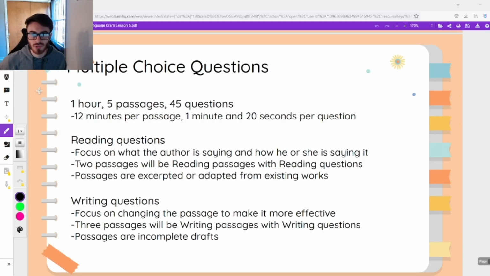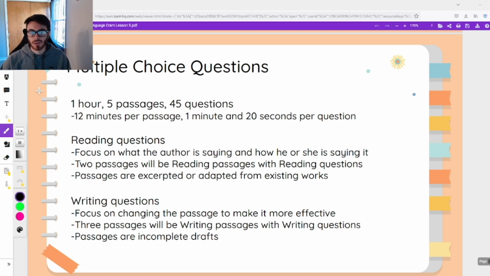On the multiple choice section, you have 1 hour to complete the section. There are 5 total passages, and there are 45 questions split up among those 5 passages. If you do the math a little bit, that means you have 12 minutes per passage, 1 minute and 20 seconds per question.